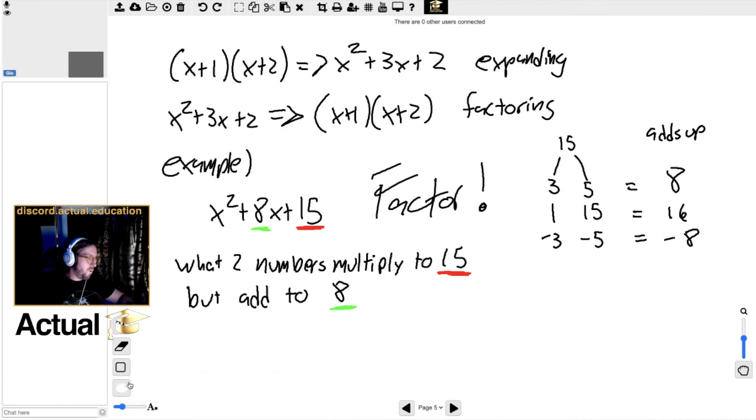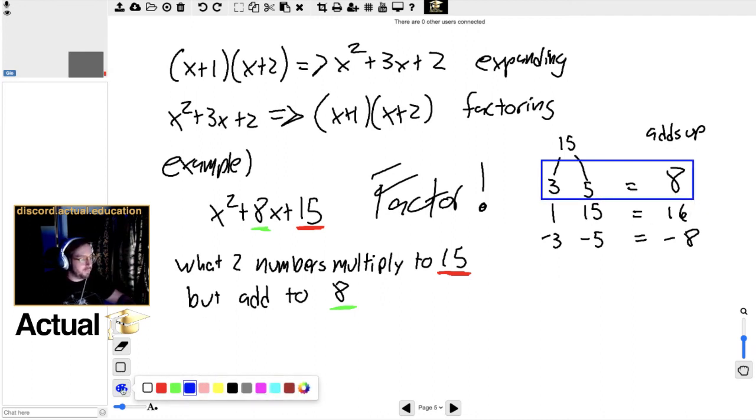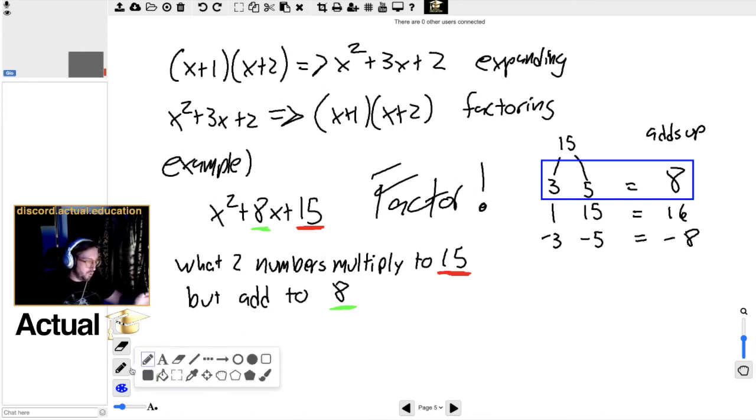So then what you do is you just write it like this: x plus, times x plus, where these are the numbers you have. So this is the 3 and this is the 5.